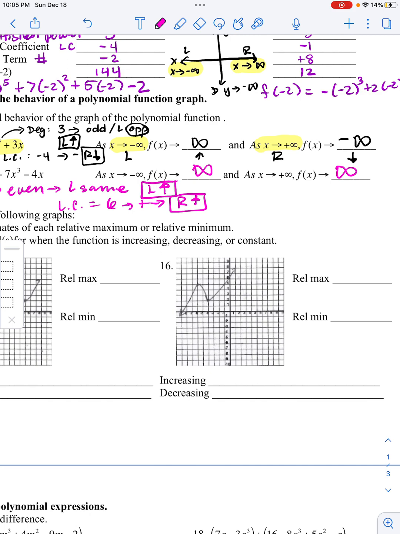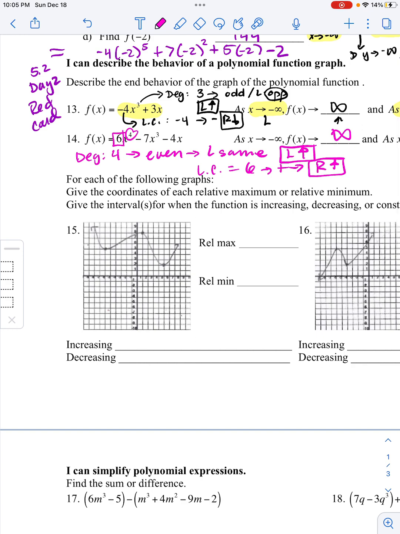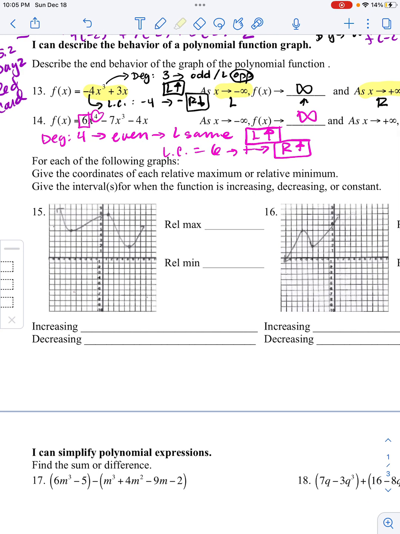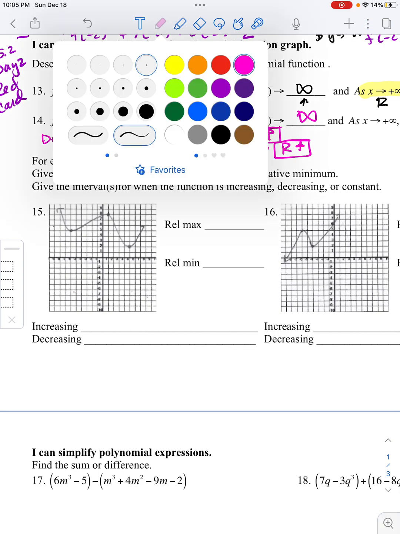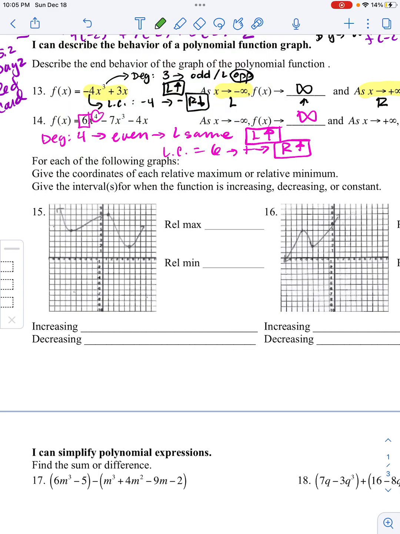Then, some of you really killed this and some of you really struggled. So let's take a look. What we need to do is we need to find the max and the min. And so you have to pay attention to where it is the highest and lowest. The maximum is like a peak and the minimum is a valley. Some of you wrote the random points. That's not okay. You want to pick the lowest point. That's a min.